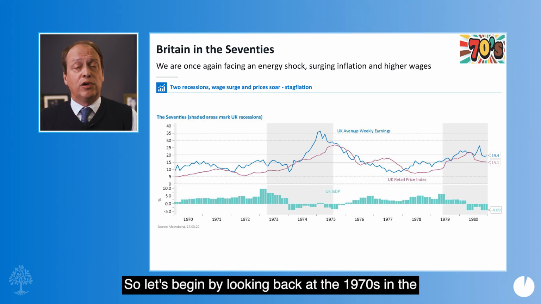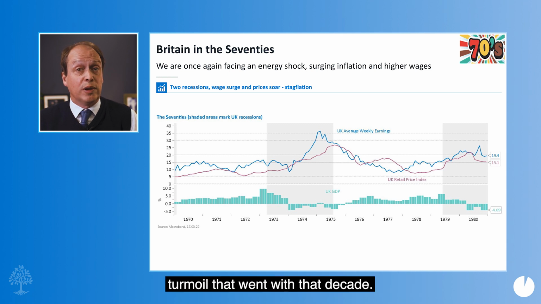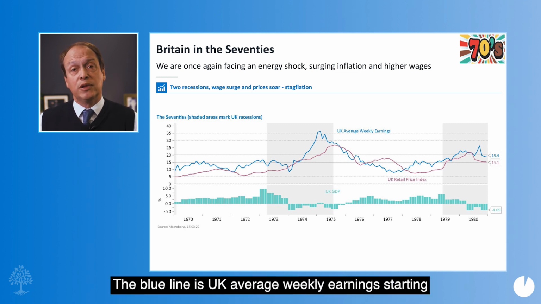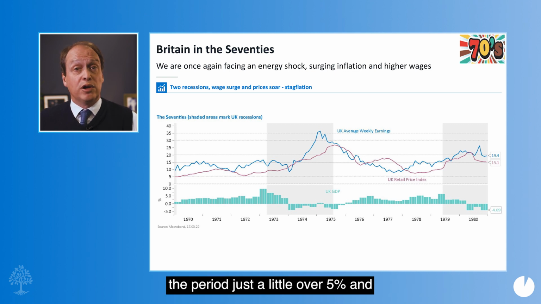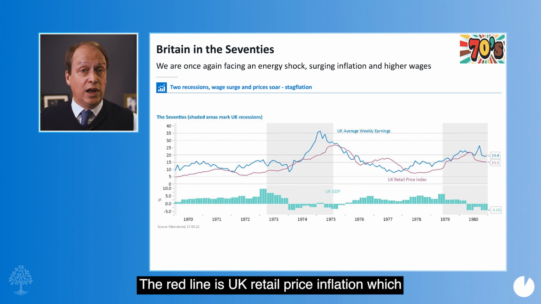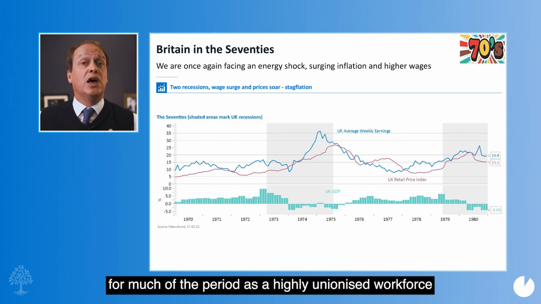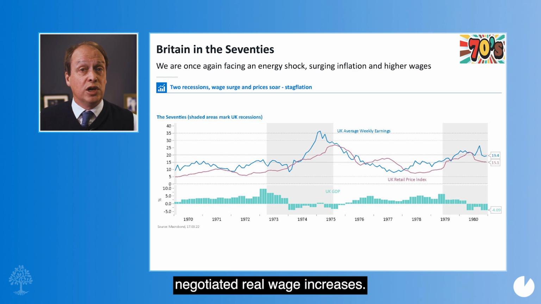So let's begin by looking back at the 1970s in the first slide and remembering the extraordinary economic turmoil that went with that decade. The blue line is UK average weekly earnings, starting the period at a little over 5% and peaking at nearly 35% in the mid-1970s. The red line is UK retail price inflation, which similarly surged, but remained below wages for much of the period as a highly unionised workforce negotiated real wage increases.